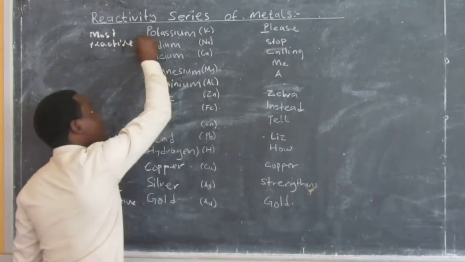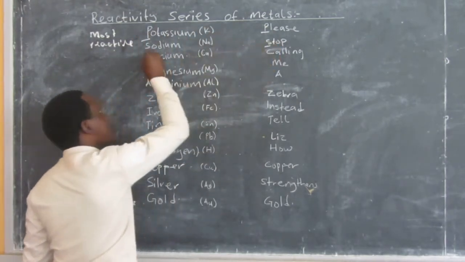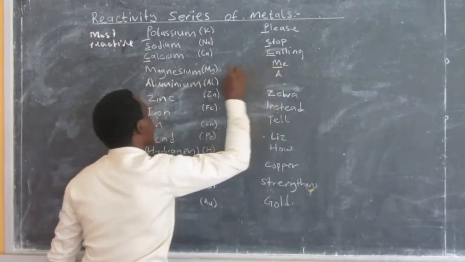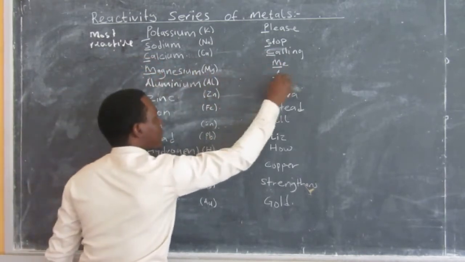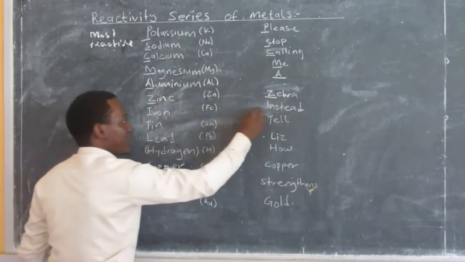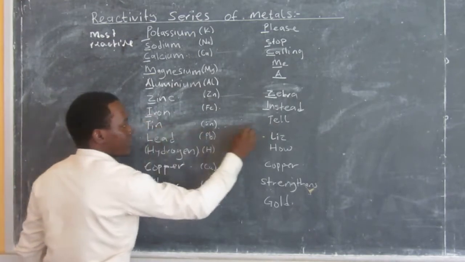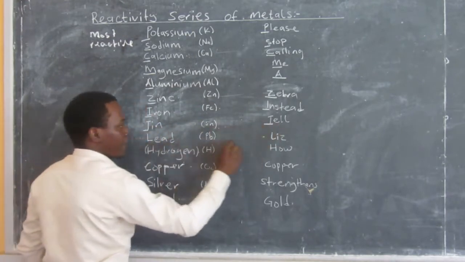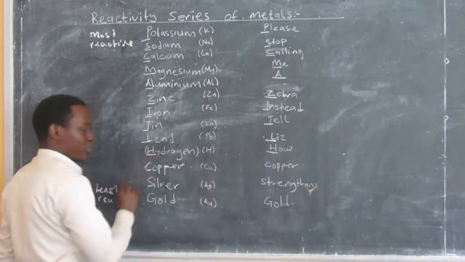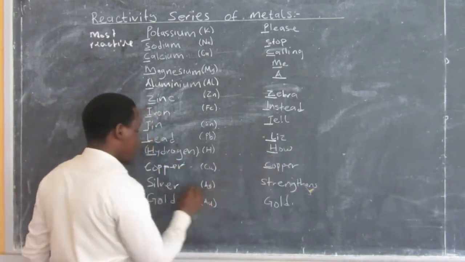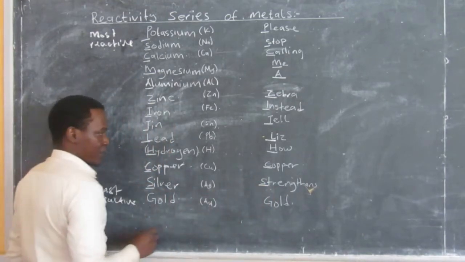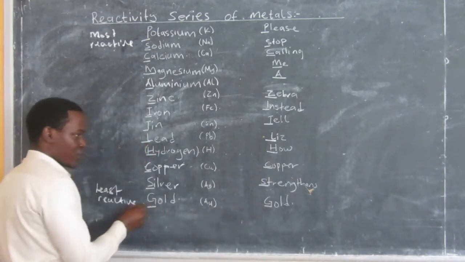P stands for potassium, S stands for sodium, C stands for calcium, M stands for magnesium, A stands for aluminium, Z stands for zinc, I stands for iron, T stands for tin, L stands for lead, H stands for hydrogen, C stands for copper, S stands for silver, whereas G stands for gold.